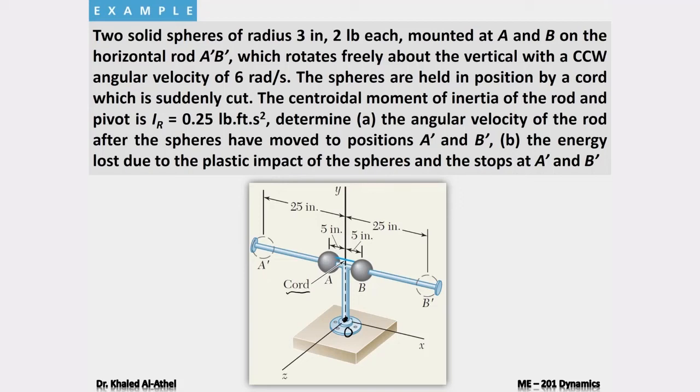Determine first the angular velocity of the rod after the spheres have moved to positions A' and B'. Then find the energy lost due to the plastic impact of the spheres between the spheres and the stops at A', B'. We'll come to this part later on. So let's solve the first part. Find the angular velocity of the rod after the spheres have moved to positions A' and B'.